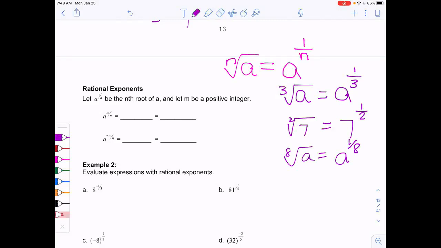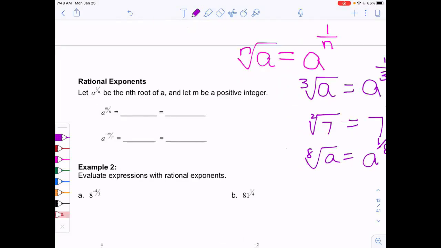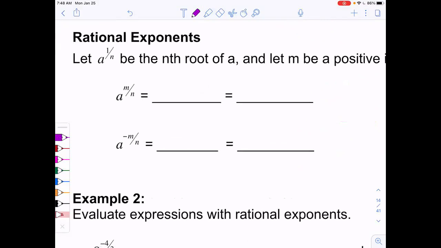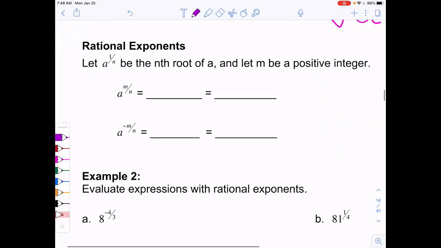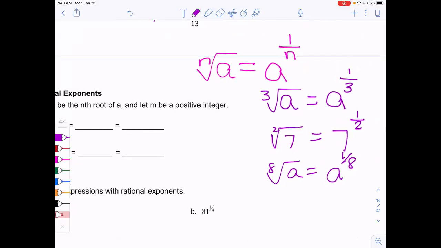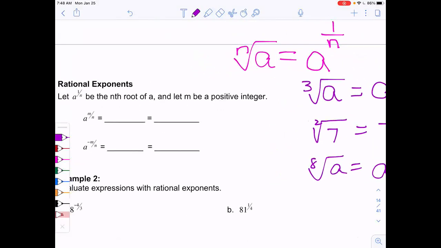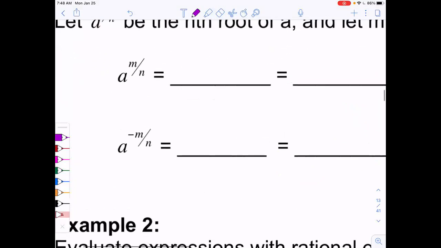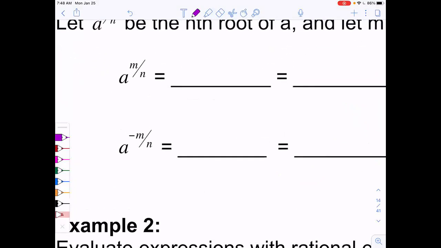There we go. So we're going to expand that a little bit and say, well, all of my fractions don't have to have a 1 on top. I have other fractions that are beyond 1/3, 1/2, 1/8. And that's what this little part here is talking about with rational exponents. So let a to the 1 over n be the nth root of a, and m be a positive integer. So we just talked about a to the 1 over n being an nth root of a. So then it takes it a step further and it says, what happens if I have a to the m divided by n?